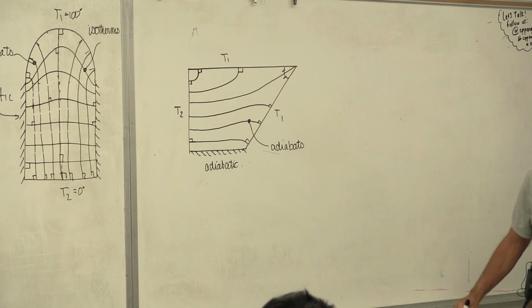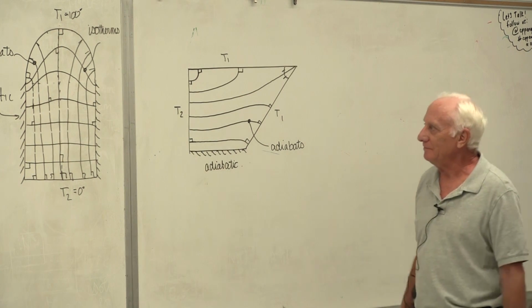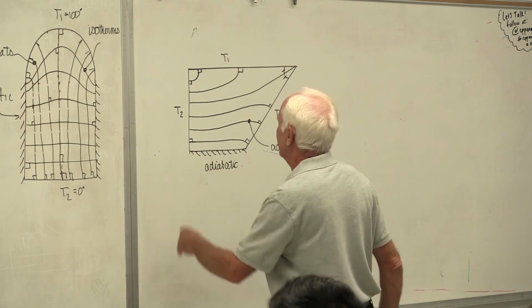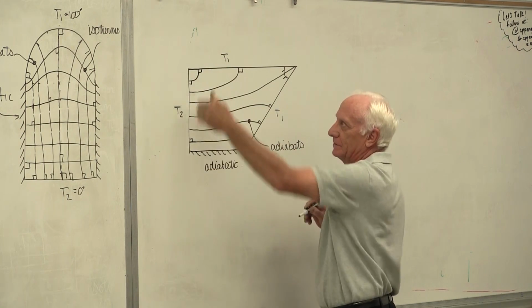Of course, you can't have 3 different temperatures. In that case, this method doesn't work. It's got to be 2, only 2, T1, T2. All right, isotherms. The first one is T2, a vertical line, T2.